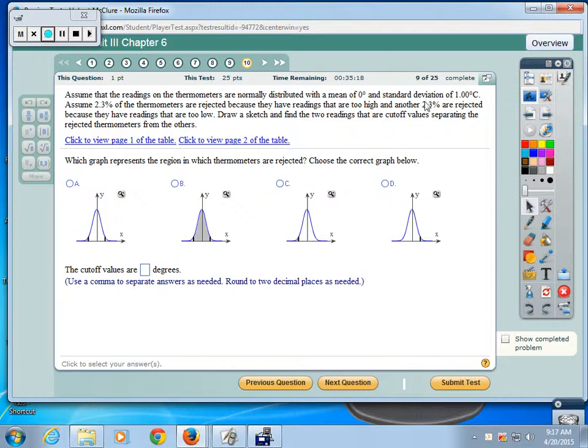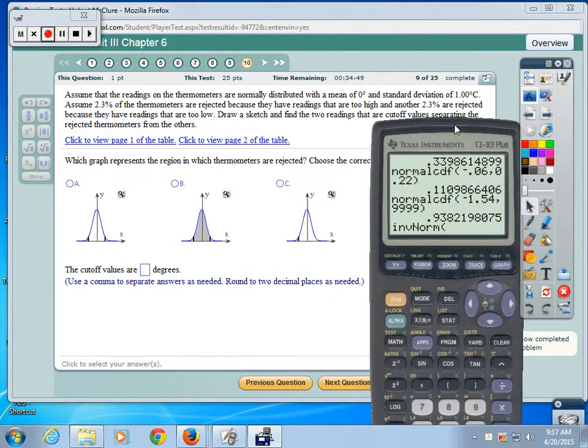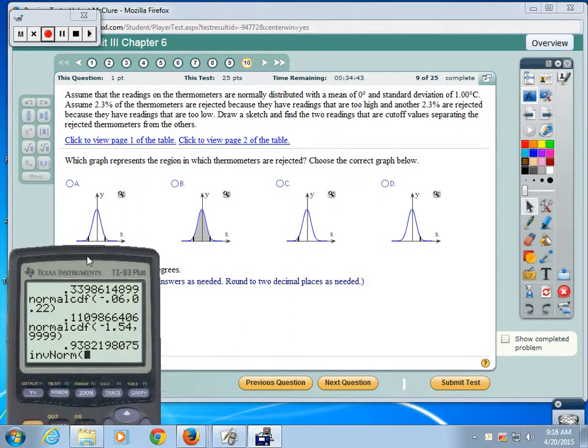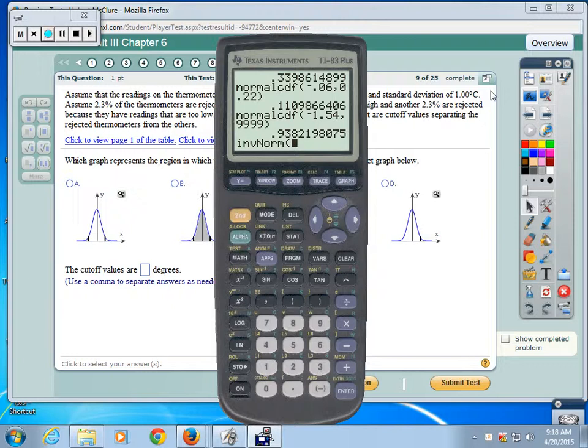Assume that the readings on the thermometer are 0 and 1, so this is 6.2 again. Assume 2.3 too high and 2.3 too low. So that means 0.023. I'm going to do it in the calculator. That'd be second function, bars, inverse norm. They're asking for outside, so it'd be the same, just one would be negative, one would be positive. So it'd be 0.023.